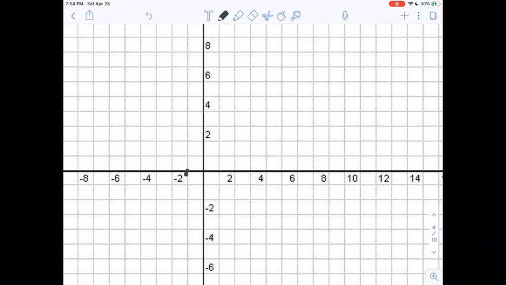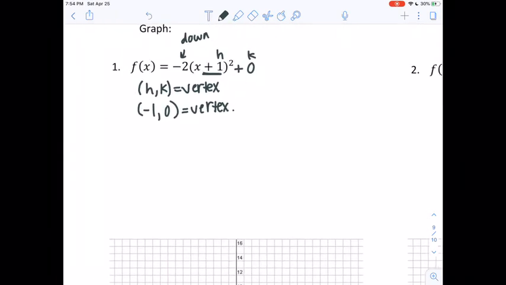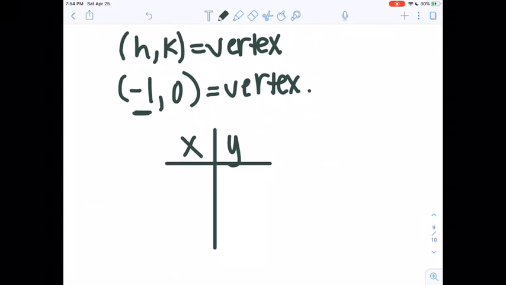-1, comma 0. Now, instead of plugging and chugging to find all these different types of points, what I'm going to do is just pick a few that are directly after the x value of your vertex. Okay, so you could either go -2, -3, or you could do 0, 1. You see what I'm saying? Just going directly in order on either side of -1. I'm just going to do 0 and 1.